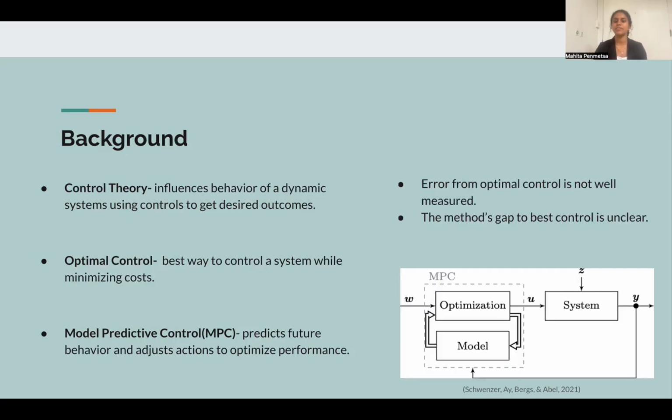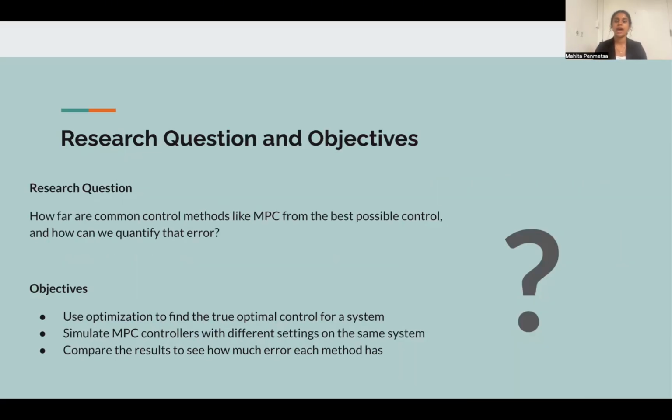This research is very relevant because of its applications in many fields like chemical and mechanical engineering. We are not sure how far this method is from the best possible control since there is research comparing these methods, but there's not as much research quantifying this error between them. So, my research question was, how far are common control methods like MPC from the best possible control, and how can we quantify that error?